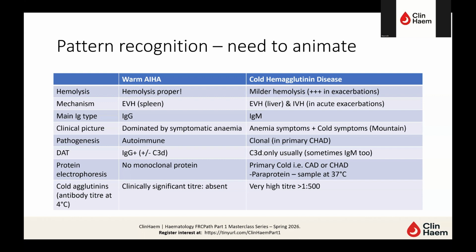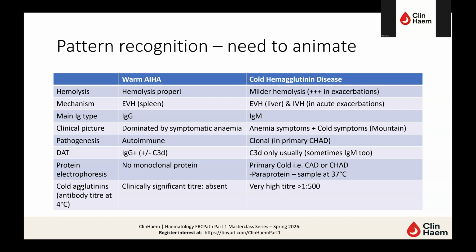But in cold, as I've said, it will only be C3d most commonly, and because no IgG. Sometimes you do see IgM, a reaction with anti-IgM DAT as well, because some of the IgM manages to stay stuck. But most commonly, what you will see is C3d, which would be a telltale sign: something has activated complement on me and then disappeared, which was the IgM. Protein electrophoresis won't show anything in warm AIHA. In primary cold, it will show a paraprotein.